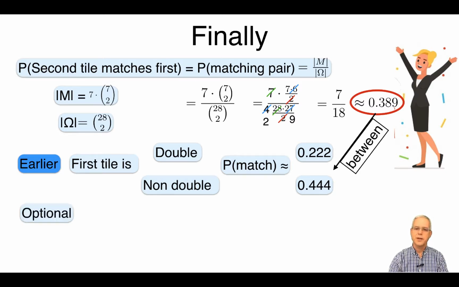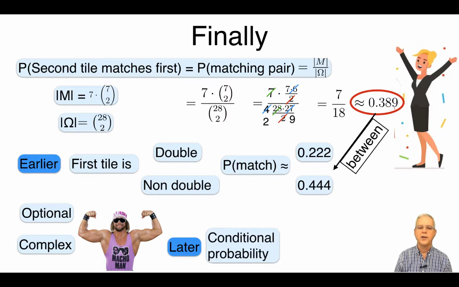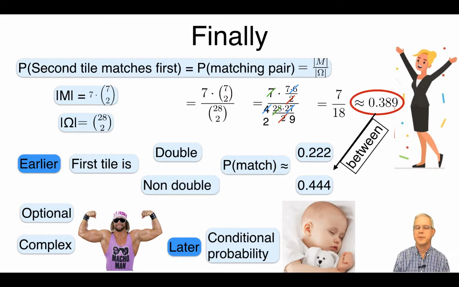Okay, so that's one thing. Also, why did we say that this is optional? Because the way we calculated was a little macho way of doing it. We calculated this factorial, and this one was a little complicated. Later on, when we talk about conditional probabilities, we're going to see that in fact this number can be found even by a sleeping baby.